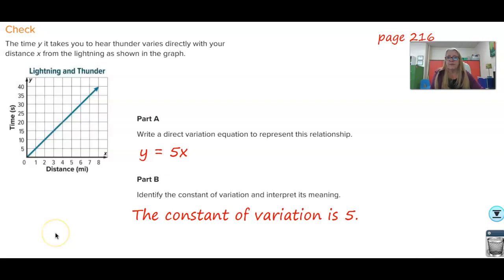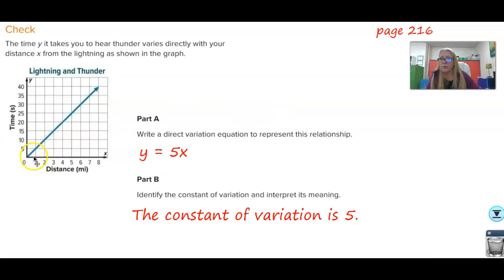So here we have an example that they want us to fill out. The time y it takes you to hear thunder varies directly with your distance x from the lightning. So the further away you are from the lightning, the longer it takes to hear the sound of the lightning after it has lightninged. Whatever lightning does, okay? So if we look at the graph, we're basically trying to find the slope, okay?